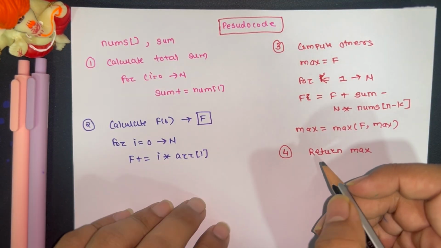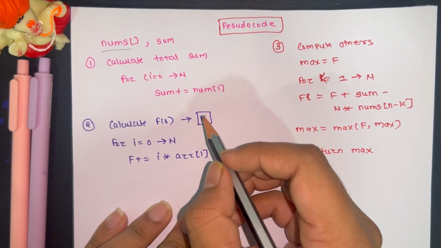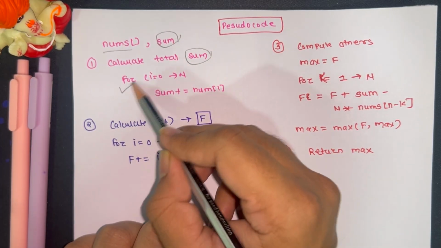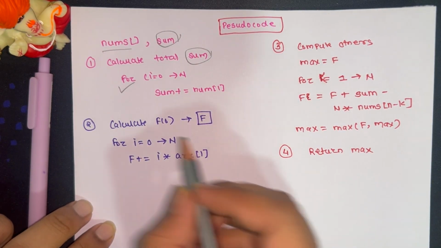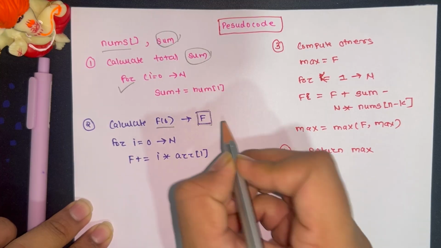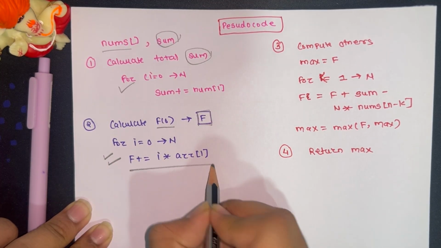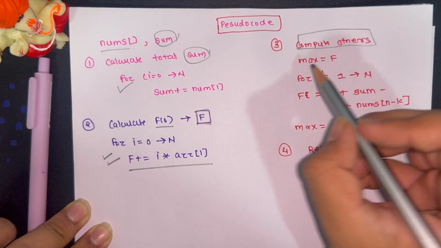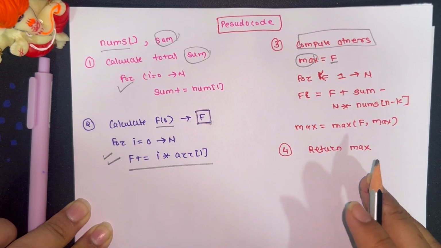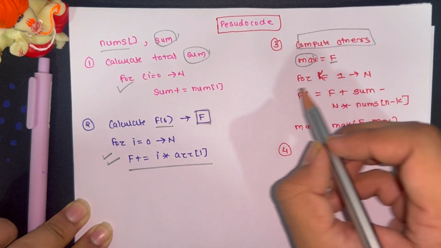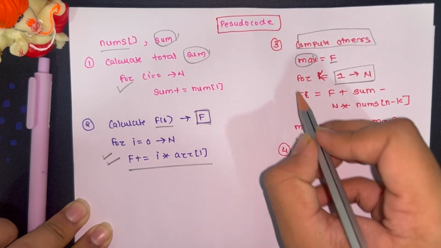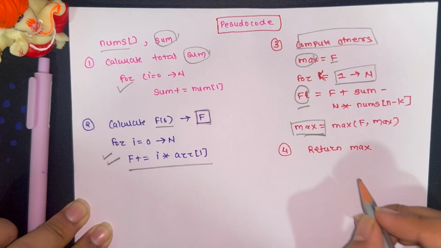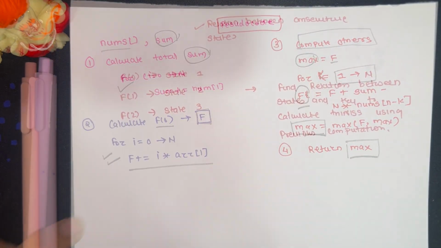I have written a pseudocode. We have been given a nums array. In the first step we calculate the total sum and store it in a variable. In the second step we calculate f of 0 and store it in f. In the third step we compute all the other f's. We store the maximum as f in the first step, then iterate from 1 to n, calculate all other f's using our formula, take the max for every iteration, and at the end return max.